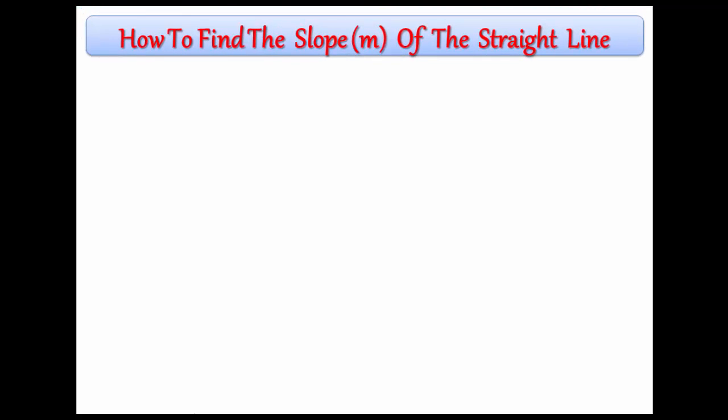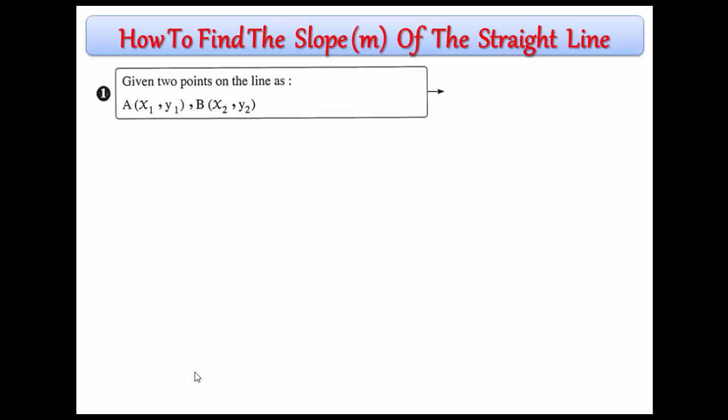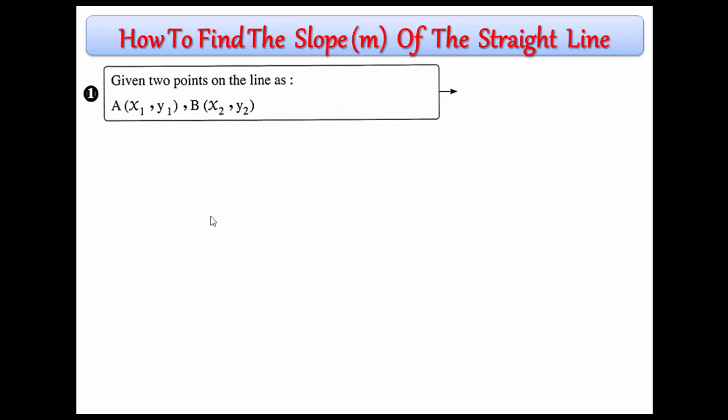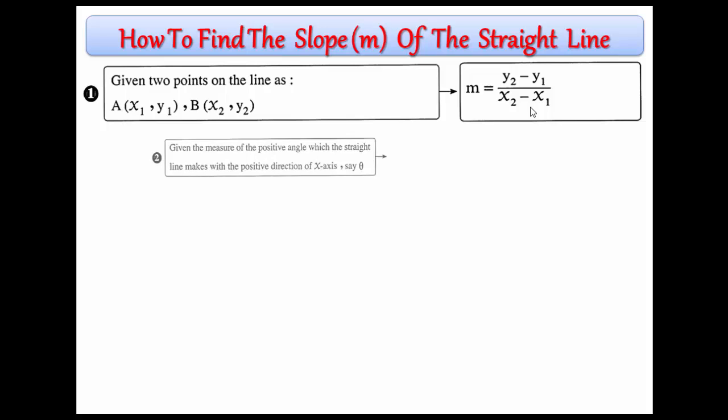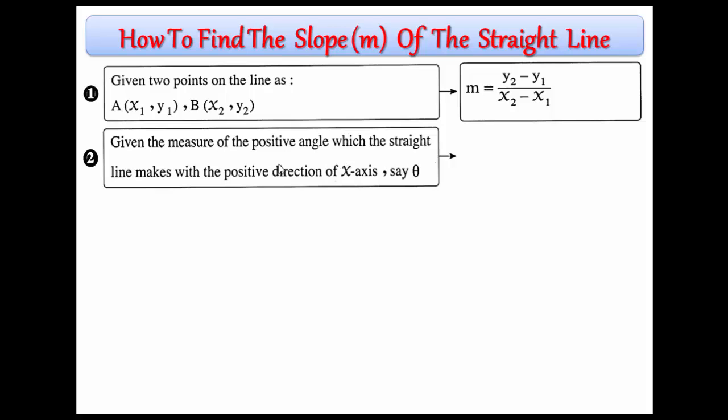How to find the slope of the straight line? The first law. If you have two points on the line, A x1, y1 and B x2, y2, to find the slope from these points you should use this law: m equals y2 minus y1 over x2 minus x1. Second method. Given the measure of the positive angle which the straight line makes with the positive direction of the x-axis, say theta, m equals tan theta.